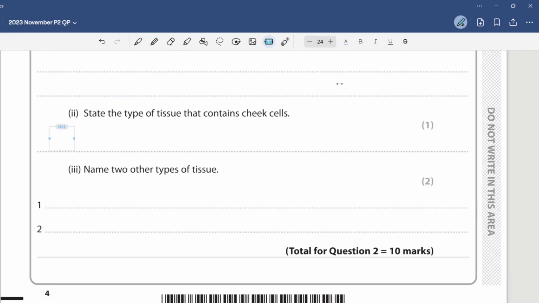Part 2, state the type of tissue that contains cheek cells. So the type of tissue would be called squamous epithelium. And squamous just means that they're very thin.